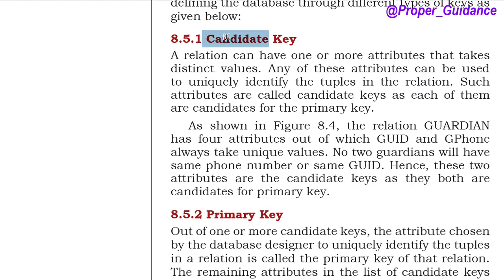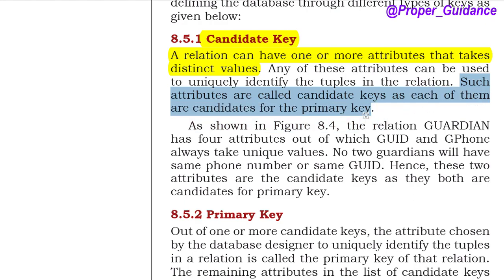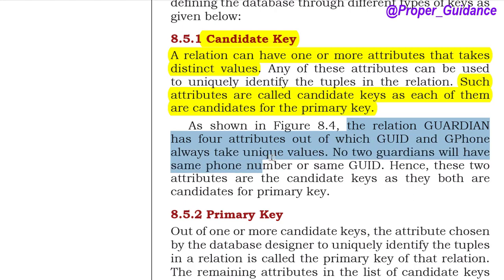Number 1, candidate key. A relation can have one or more attributes that take distinct values. Any of these attributes can be used to uniquely identify the tuples in the relation. Such attributes are called candidate keys, as each of them is a candidate for the primary key. As shown in figure 8.4, the relation guardian has 4 attributes, out of which GUID and GPhone always take unique values. No two guardians will have the same phone number or the same GUID, right? Hence, these 2 attributes are the candidate keys, as they are both candidates for primary key.